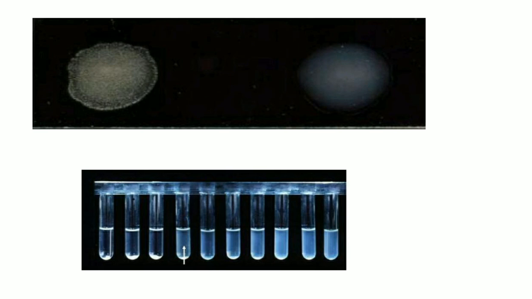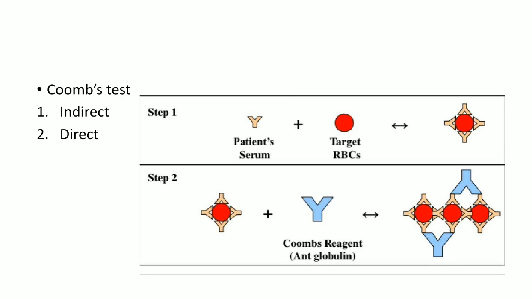Considering this incomplete antibody, we have another antigen-antibody interaction, that is the Coombs test. Again it has two types, direct and indirect. The direct Coombs test is to detect fetal Rh antibodies. The indirect Coombs test is done for maternal antibodies. One more difference: direct is done in vivo, indirect is done in vitro.